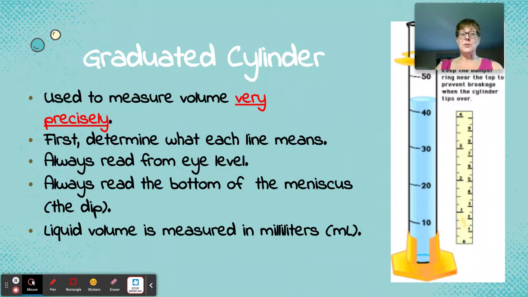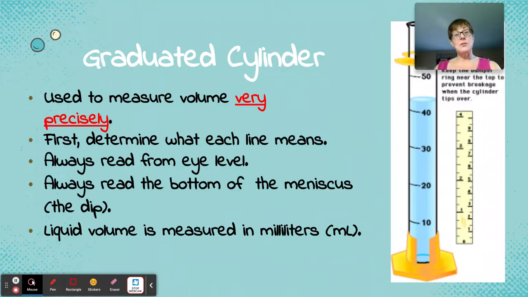These are what are used when we want to have very precise measurements. Different graduated cylinders have different measurements on the side, and it can be tricky to figure out how it is graduated, what those measurements are. And when I get back, we'll do a quick lesson on that.